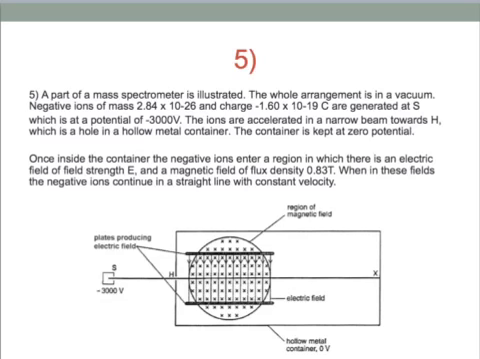Once inside the container, the negative ions enter a region in which there is an electric field of strength, capital E, and a magnetic flux density, which is the magnetic field strength, in other words, of 0.83 Tesla. Now, when in these fields, the negative ions continue in a straight line with constant velocity, and that tells us, of course, that the force due to those two fields are equal and opposite.